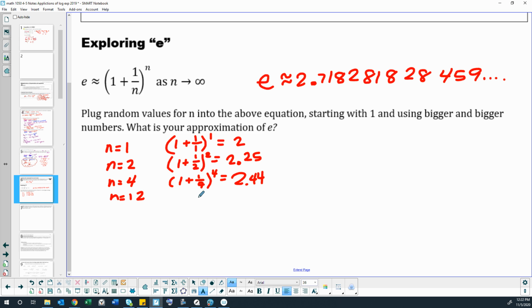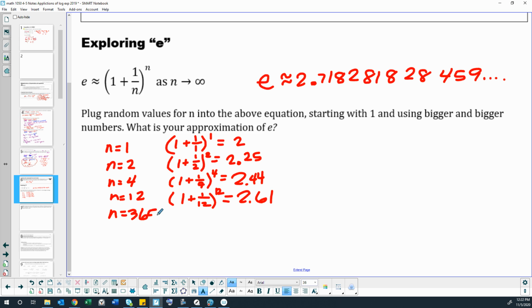Okay, what if we do monthly? So 12. So (1 plus 1 over 12) to the 12th power. So 1 plus 1 over 12, and then take that to the 12th power. And we get 2.61.